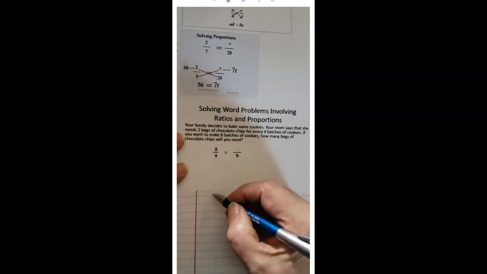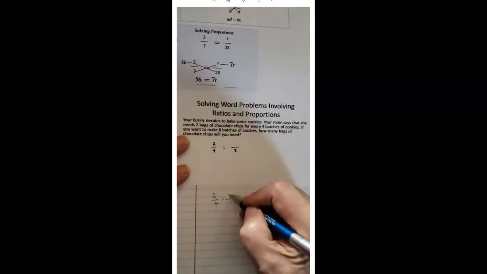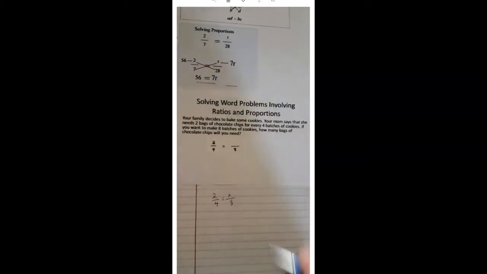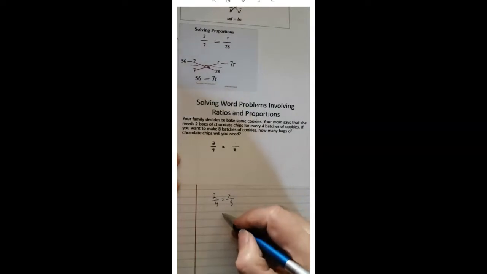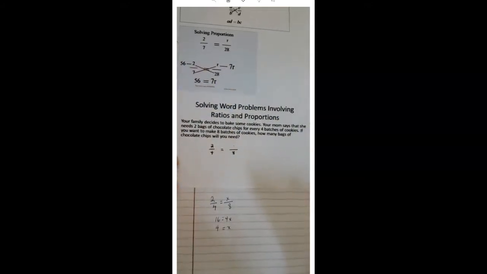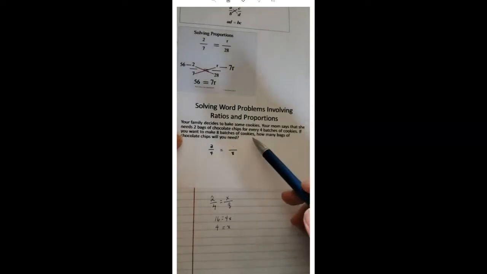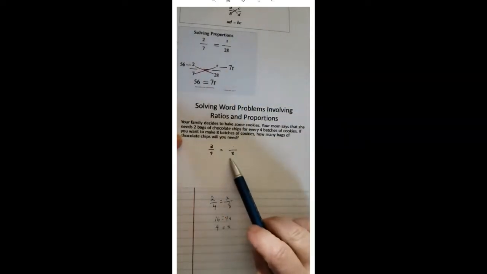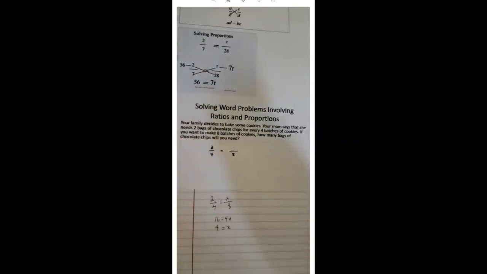So the problem then becomes 2 over 4, and I don't know how many bags of chocolate chips. Excuse me, but I do know how many batches of cookies. I cross multiply and get 16 is equal to 4x, and so I get x is equal to 4. Yes, I know. You could have come up with this answer in your head, but I just wanted to make sure that we talked about how you set those proportions up and then go ahead and cross multiply them to get the answer. Not a bad section to look at.